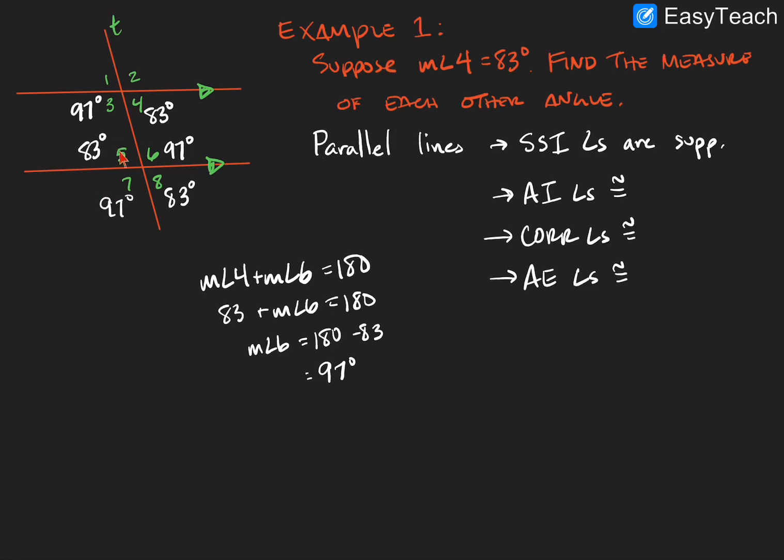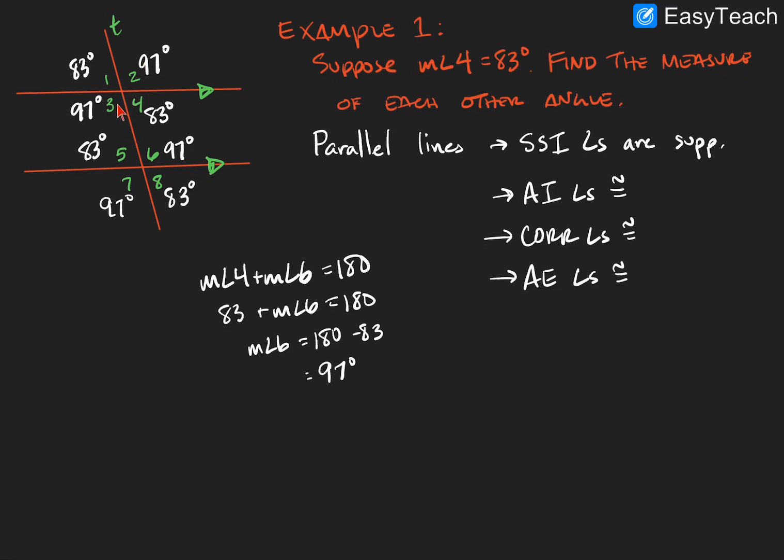We can look at angle 5 and say, okay, that's in the top left-hand position among this lower group of 4, and so is angle 1. It's in the top left-hand position among this group of 4. So angle 1 is 83 degrees. And finally, we can say that angles 6 and 2 are corresponding, so that means angle 2 is going to be 97 degrees. Now, there are other ways that we could have gone about figuring out these angle measures.